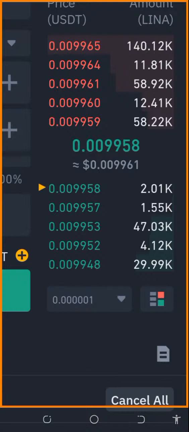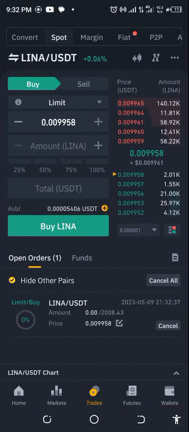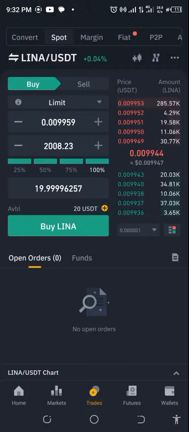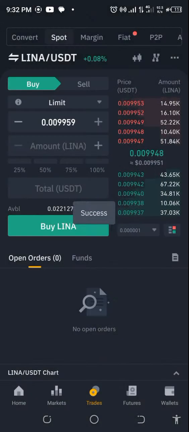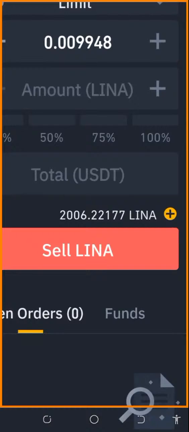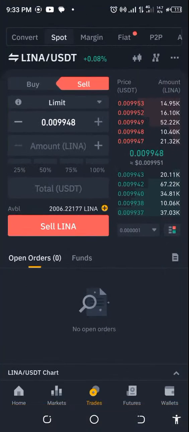Okay, let me try this 9959. Let's try it out one more time. Let's pick up the first red, and then let's go with 100. If I do that, will it go? I think it did. Okay, so you can see how to get your orders sold immediately. I picked up the first red and it went. I bought 2006. Don't forget it was 2008, but because of trading fees, it's taking off 2 cents.